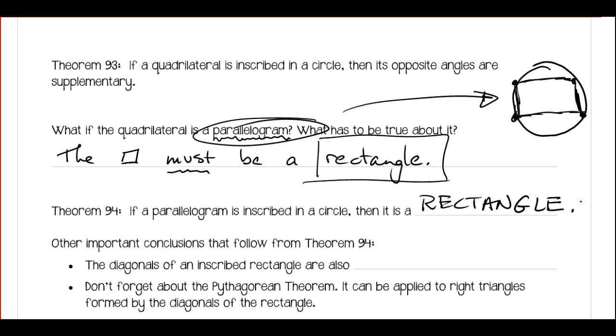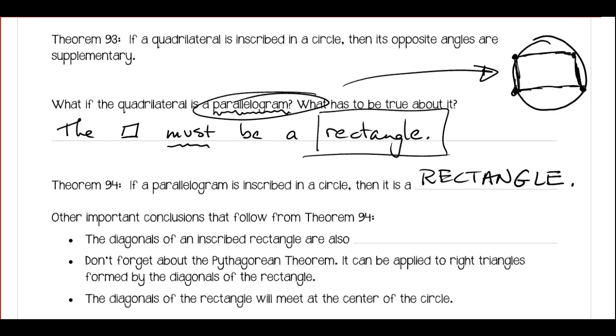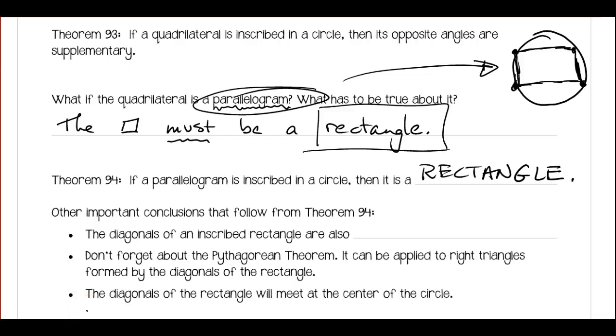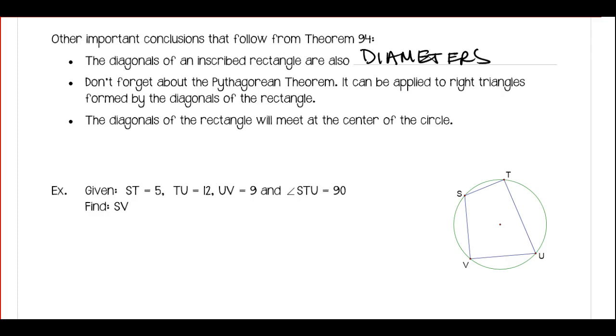Okay, and the nice thing about a rectangle, when we inscribe it in a circle, other important conclusions follow from Theorem 94: the diagonals of an inscribed rectangle are also diameters. And then don't forget about the Pythagorean theorem, because if I have a rectangle, we know that all these angles are going to be right angles. So when I draw in this diagonal and it goes through the center, I've got right angles. And we know that the diagonals of the rectangle will meet at the center of the circle. So if I draw in the other diagonal up here, these diagonals are going to go through the center.